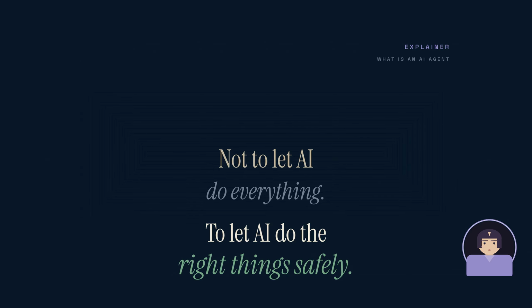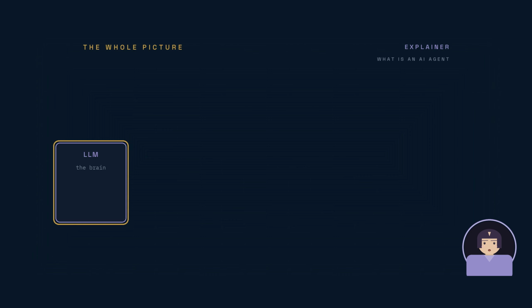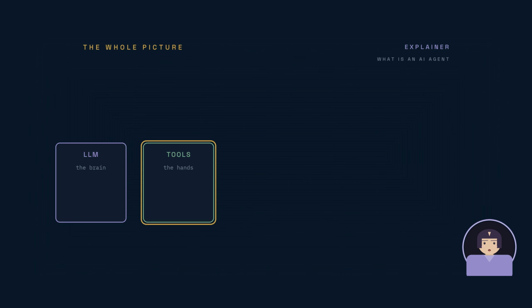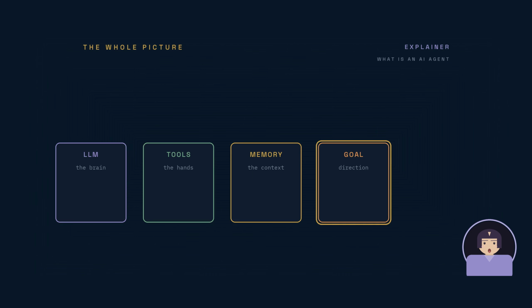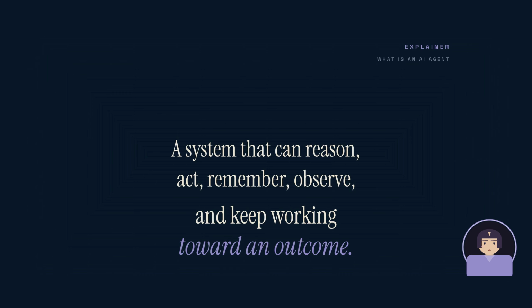So here is the simplest way to remember it. The LLM is the brain. Tools are the hands. Memory provides the context. A goal gives direction. Controls define the boundaries. Together, they create a system that can reason, act, remember, observe what happened, and continue working toward an outcome. That is why AI agents feel different from normal chatbots. They are not only designed to answer, they are designed to work.